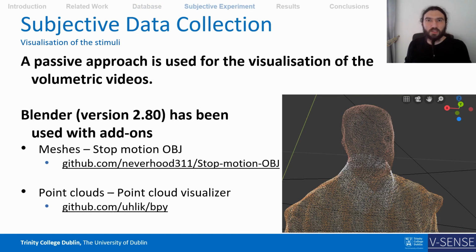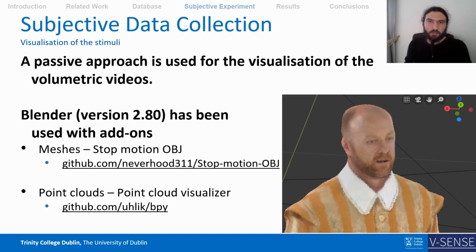For visualization, a passive approach was used, which also made sure that all the participants were presented with the same stimuli. For this purpose, the compressed stimuli were rendered using Blender with add-ons, and the rendered representations were stored as traditional videos. Point clouds are visualized using splats as shown here, and the sizes of these splats are determined manually, ensuring the watertight model visualization.